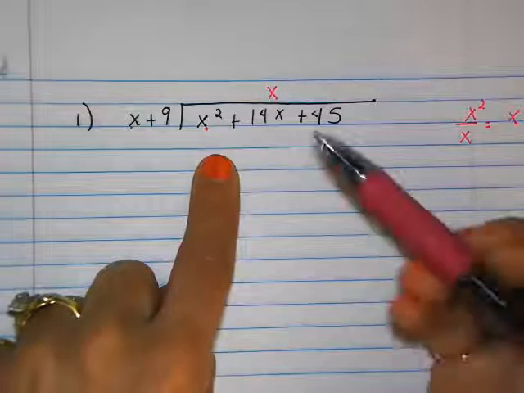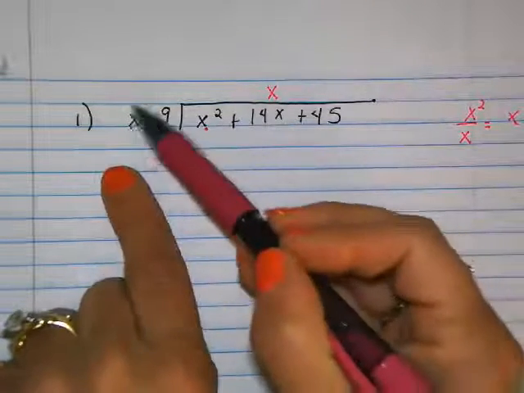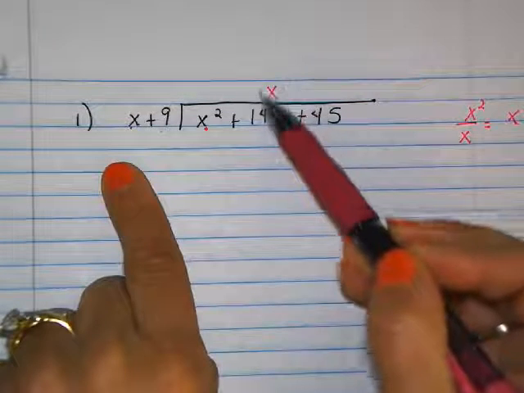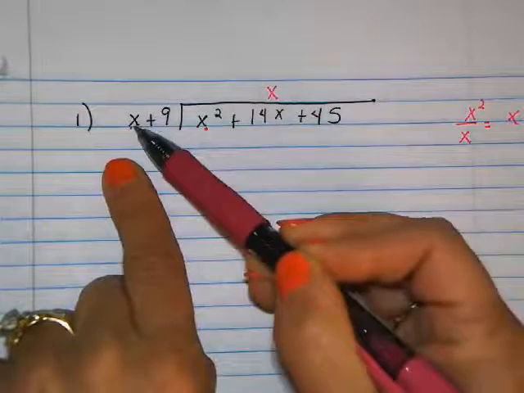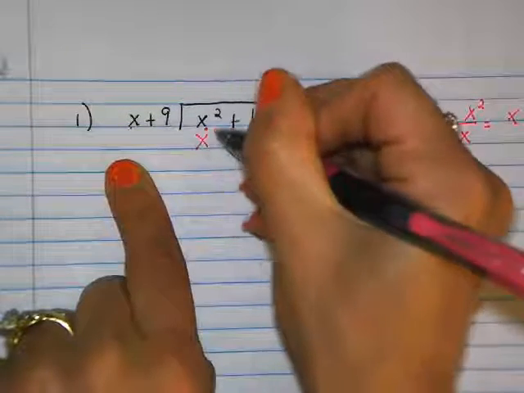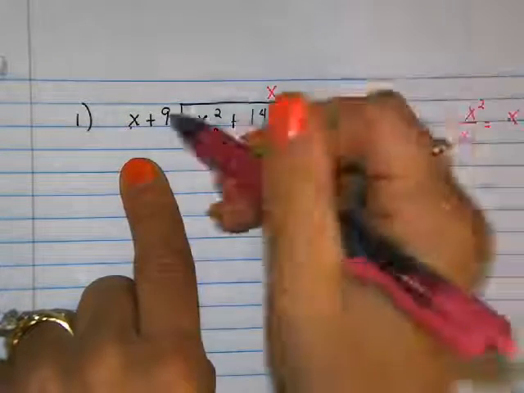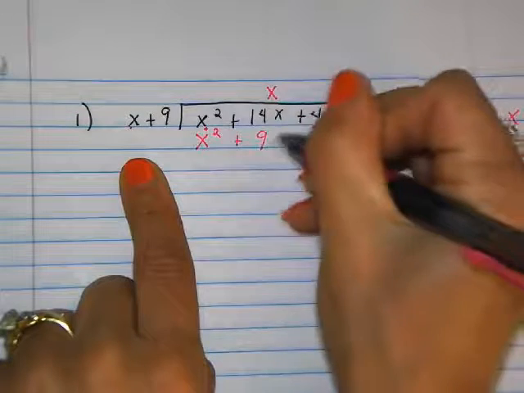Step 3, multiply every term in the divisor by this number, or variable. So, x times x is x squared. X times 9 is 9x.